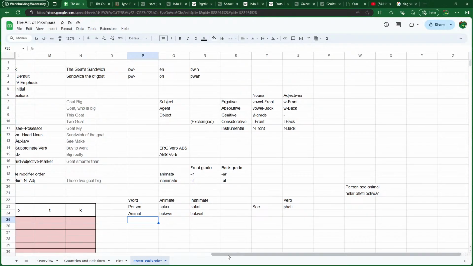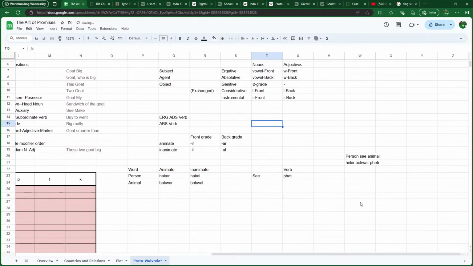That's right. We have SOV. So it's actually Hekir Bokwar Petit. There we go. This is how it's done. There we go. Nice. Very good.